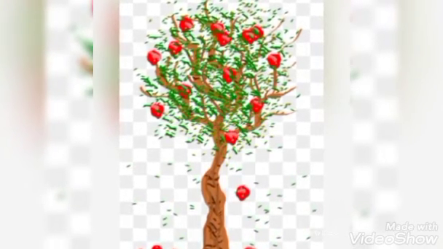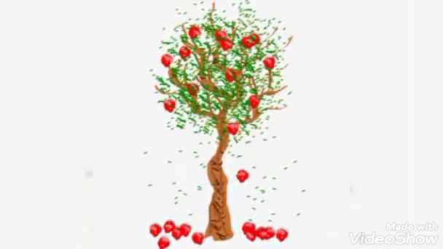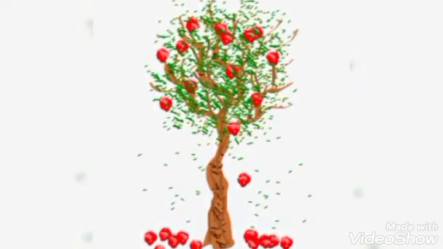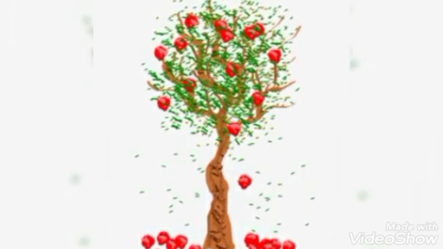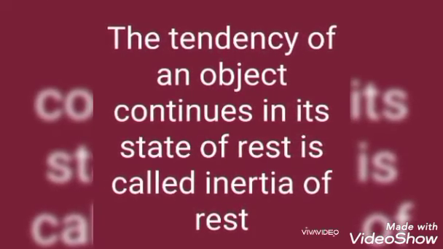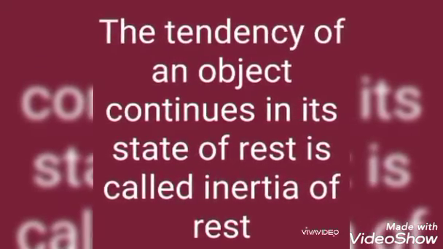That is, here the fruits continue in their state of rest while shaking the branch. These are all about inertia of rest. Okay. So what is inertia? The tendency of a body to continue in its state of rest is called inertia of rest.